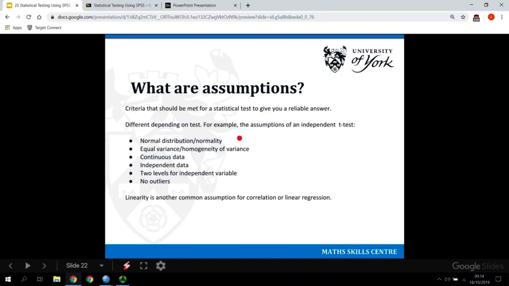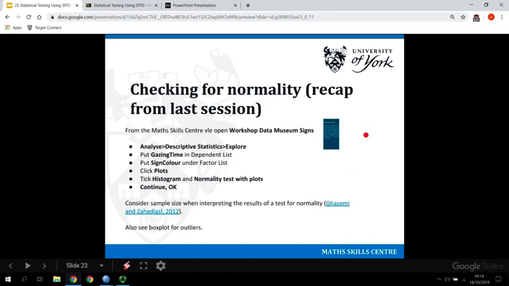So I'm going to teach you how to test for these 2 assumptions and try to explain what these assumptions are. I'm also going to teach you how to test for another assumption which is quite common for tests for correlation or linear regression. And that assumption is something called linearity. It's just seeing if your data falls in a line, in a straight line. So first of all, let's check for normality. So this is testing for a normal distribution.